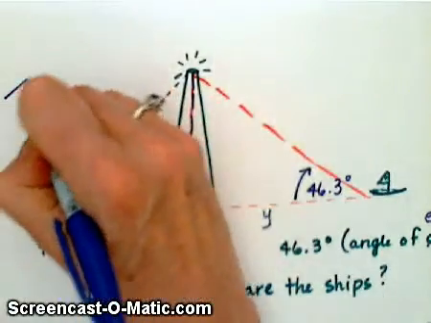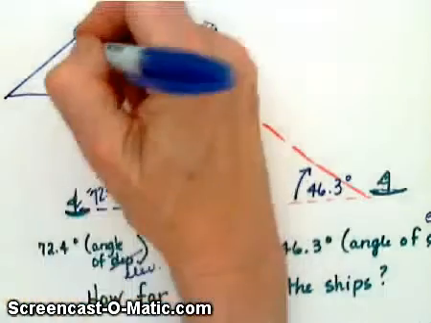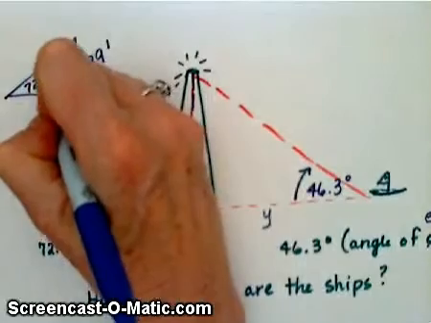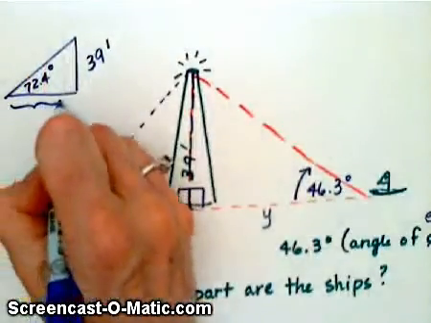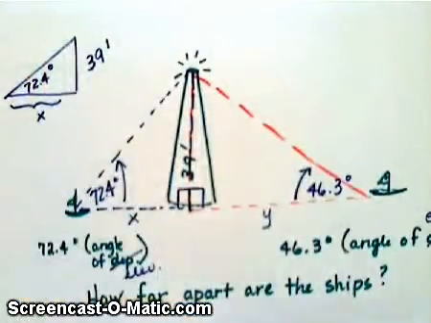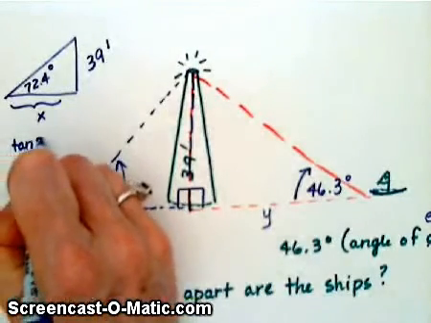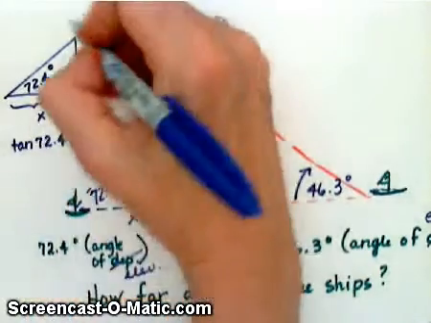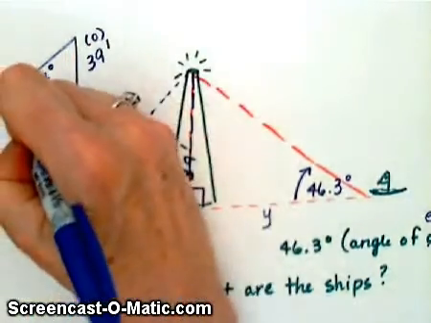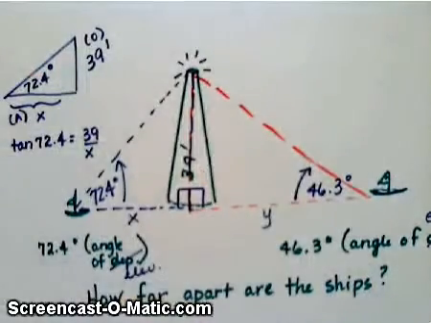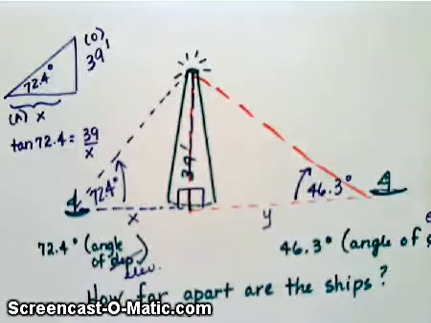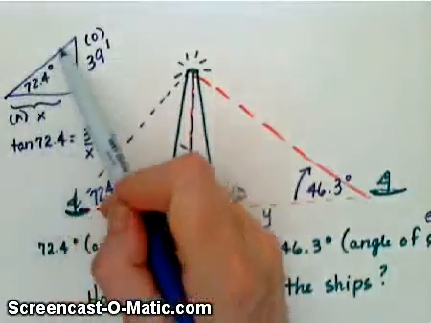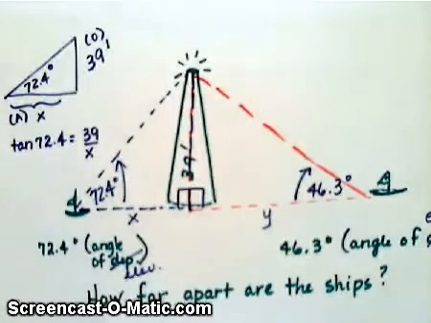So right up here, I'm going to make a little sketch of this situation, which is, we've got a 39-foot lighthouse. We got a 72.4 degree angle, and we want to know what this is. So the tangent of 72.4 is equal to 39 over x, because this is the opposite and this is the adjacent. Now you might be wondering why I'm using tangent in all these examples. Tangent is often used because it is easier to measure a vertical or a horizontal distance than it is to measure through the sky, this diagonal distance. So you'll see a lot of tangent problems.